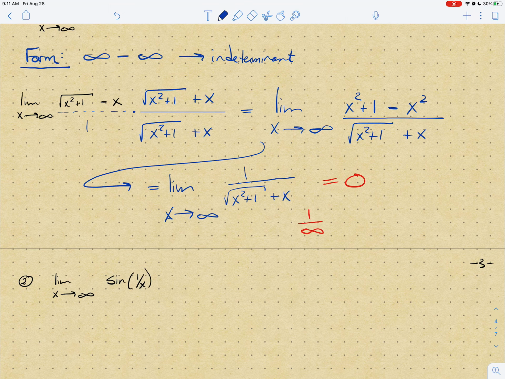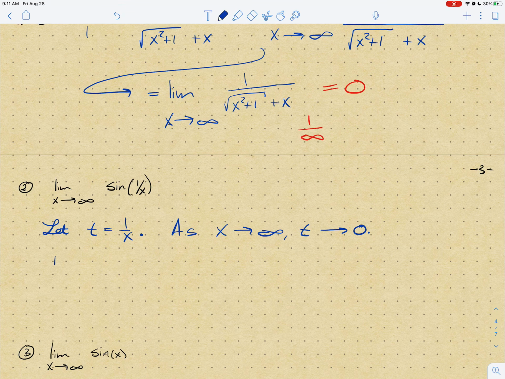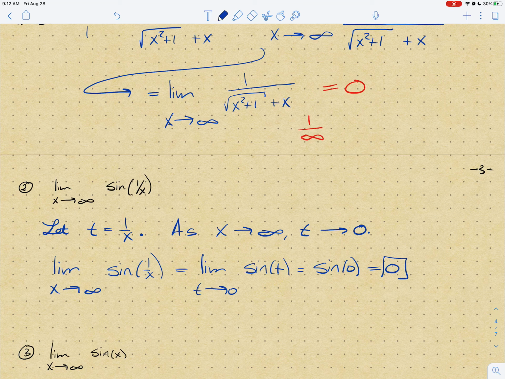If you want to, you can make a substitution. So you can say, look, let's call the inside a different variable. You can use whatever you want. I'm going to use t. Let t be 1 over x. And then I'm just going to realize as x goes to infinity, where does t go? Ask yourself, what is t doing? t is going to 0. And then you can rewrite now your limit, the limit as x goes to infinity of the sine of 1 over x is the same thing as the limit as t goes to 0 of the sine of t, which, sine is continuous, and so this is just sine of 0, which you know is 0. So that's that one.